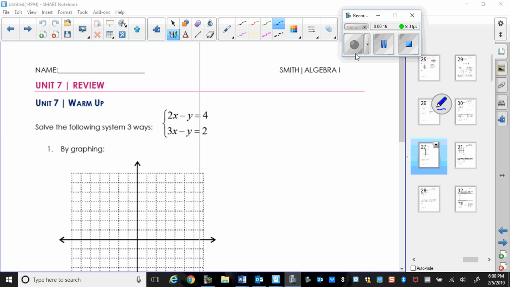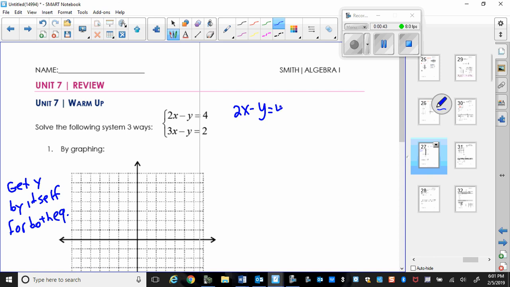When we're graphing, the requirements are to get y by itself for both equations. Okay? Now, for equation number 1, I have 2x minus y equals 4. For equation number 2, I have 3x minus y equals 2, right? I want to get y by itself, so I'm going to put a little 1 in front of these y's.